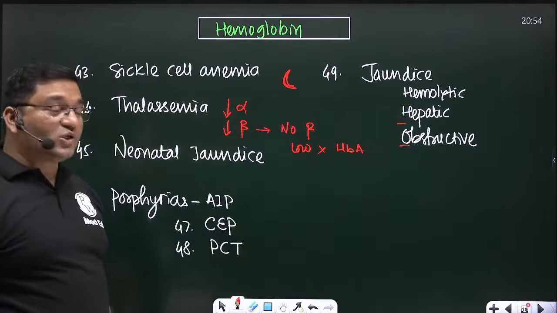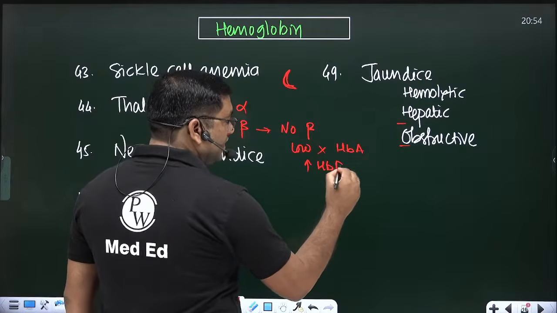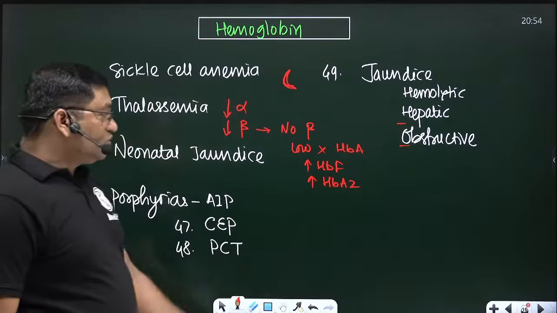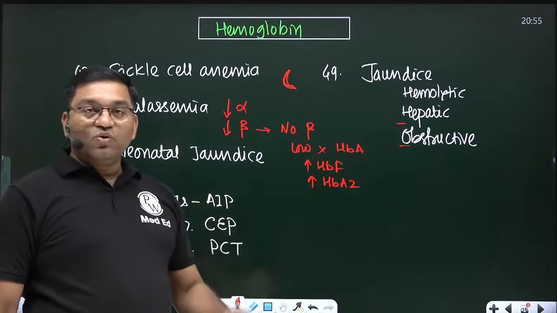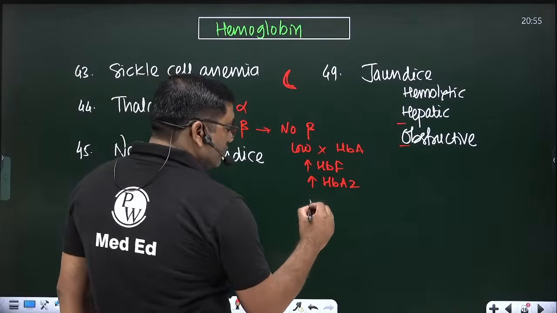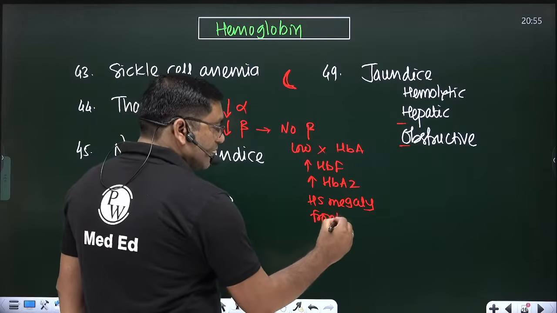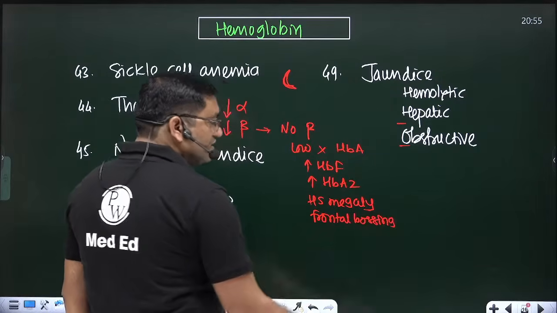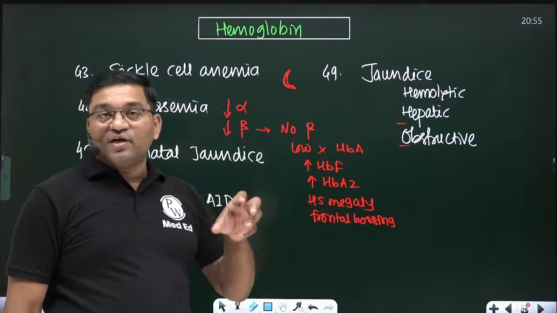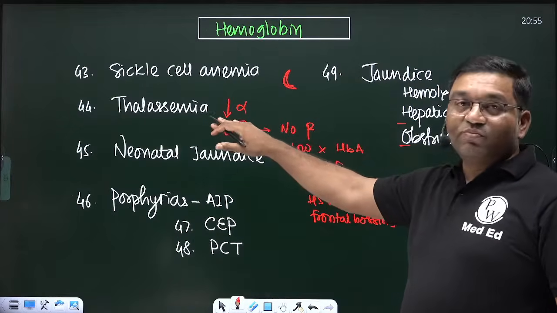Hemoglobin A is alpha 2, beta 2. So with very low or no hemoglobin A, there is an increase in hemoglobin F, fetal hemoglobin, which is alpha 2 gamma 2, and an increase in hemoglobin A2, that is alpha 2 delta 2. Because of extramedullary hematopoiesis, there is hepatosplenomegaly. The thalassemic facies, that is frontal bossing and maxillary overgrowth, is there in beta thalassemia major. Hepatosplenomegaly, frontal bossing, maxillary overgrowth, and hair-on-end appearance on the X-ray skull help in the diagnosis of beta thalassemia major.